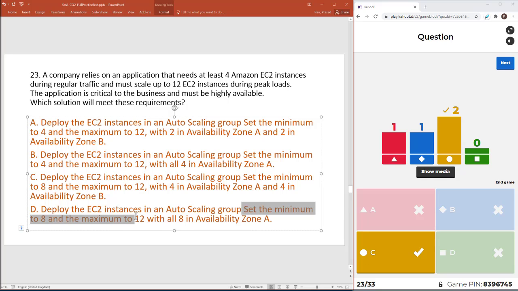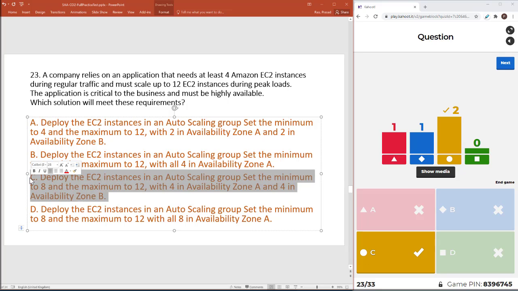Setting the minimum to 8 with all of them in availability zone A doesn't make sense, because if availability zone A goes down, then the overall application will be down. So that leaves us with option C only. Hope that explanation helps you in narrowing down the options.